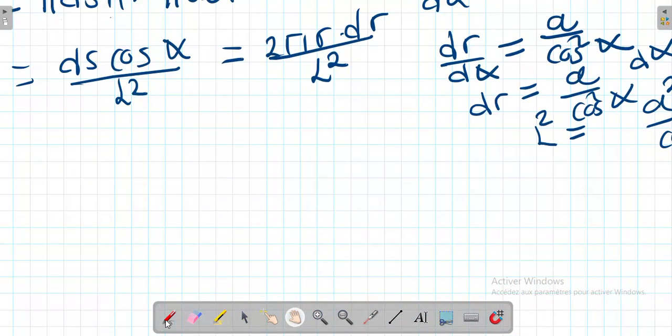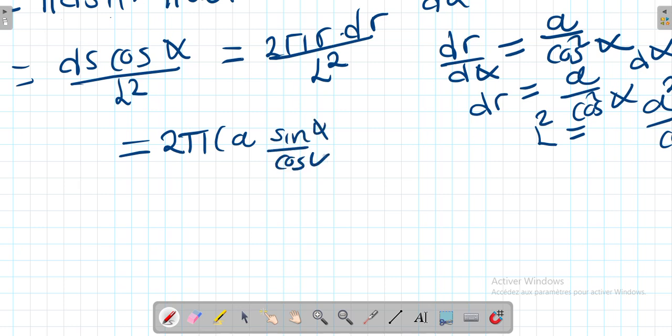Whatever is remaining now is just to replace things. So I'm going to have 2 pi r. Where there's r, I'm going to replace it. R was A tan alpha, but for simplification's sake, I'm going to put A sine alpha over cos alpha. You see why it's important to know trig, to know a bit of additional math. It's important because, from the other things that you've learned, tan alpha, for the people that didn't know, is equal to sine alpha over cos alpha.